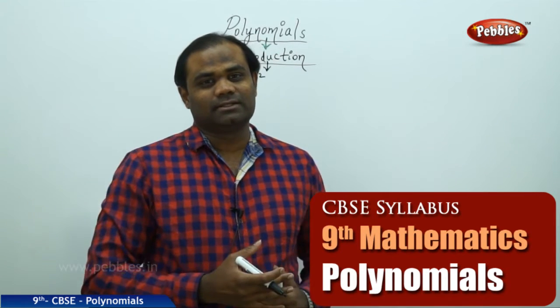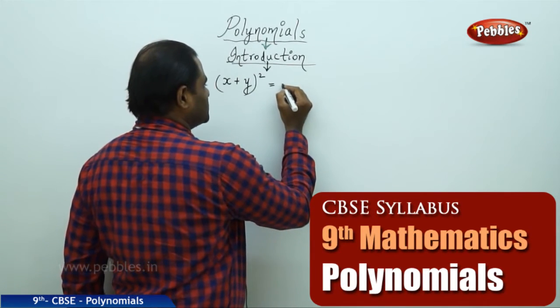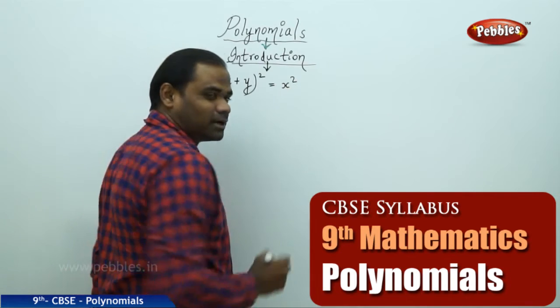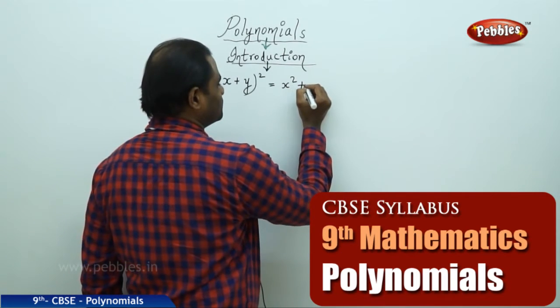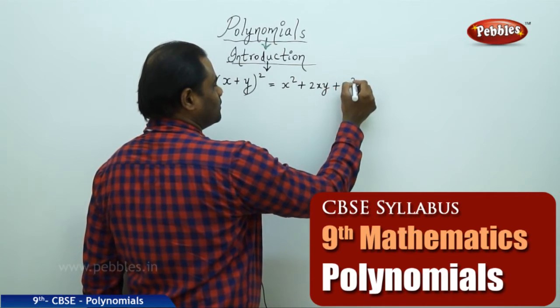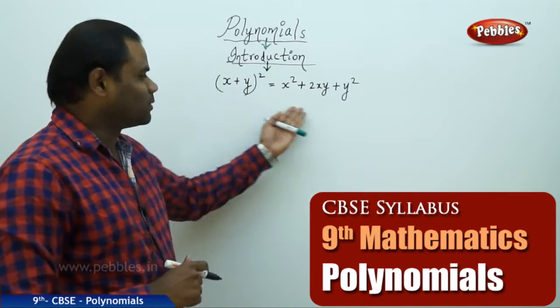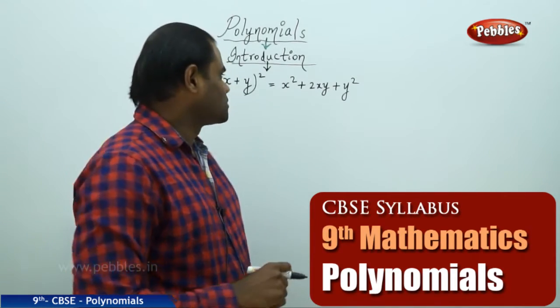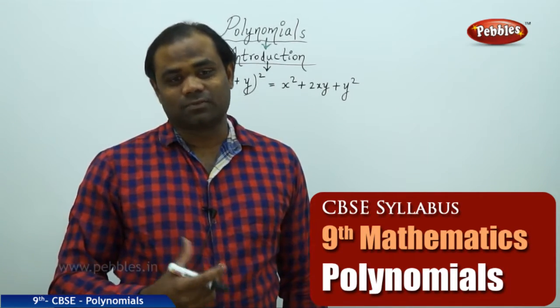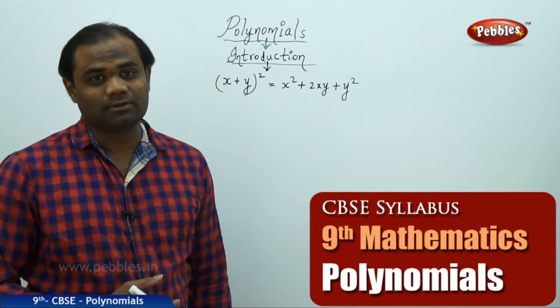We all know that the expansion of (a + b) whole square is a square, that is x square, plus 2ab, which is 2xy, and b square, which is y square. So (x + y) whole square is derived to be x square plus 2xy plus y square. We all know this formula because we have applied it in many concepts in the lower classes.